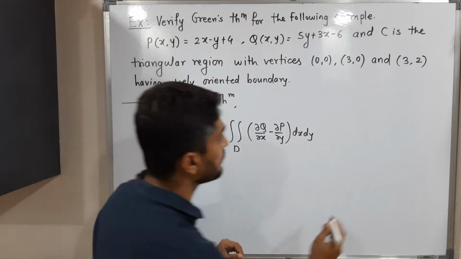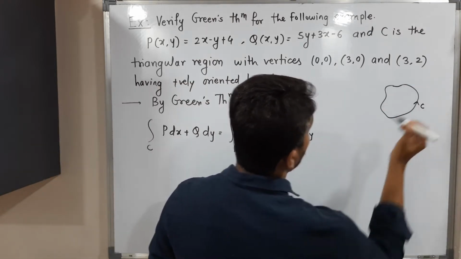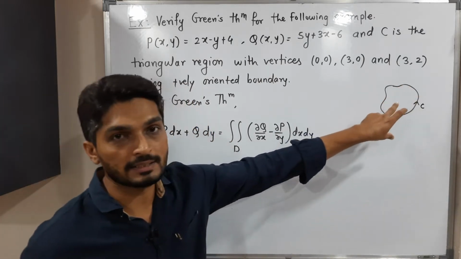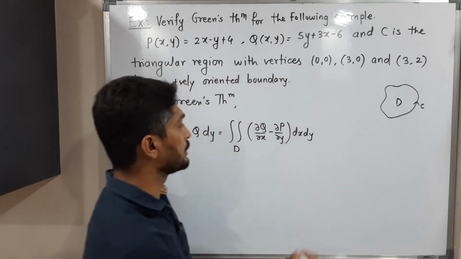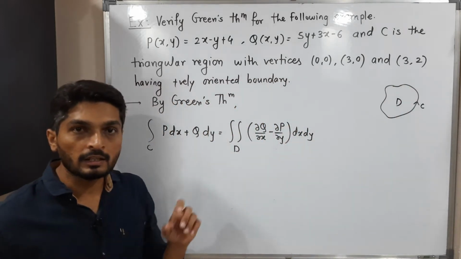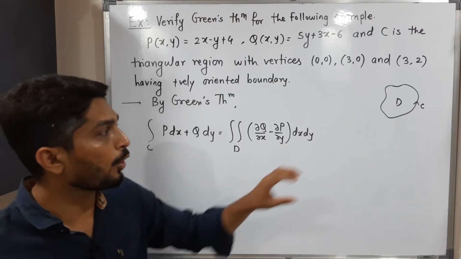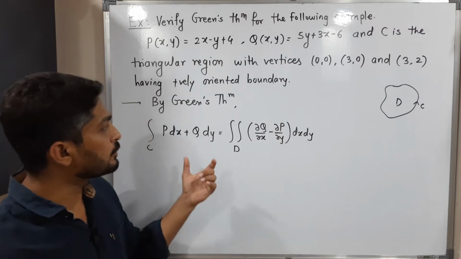So let me show it here. Suppose you have a region like this. C is the boundary of that region and D is the region enclosed by C. That is, this region is called D and C is the boundary of that region. So when we solve a line integral, we solve on a boundary, and when we solve a double integration, we solve on that region. Okay. So yes, we have to find values of both sides.